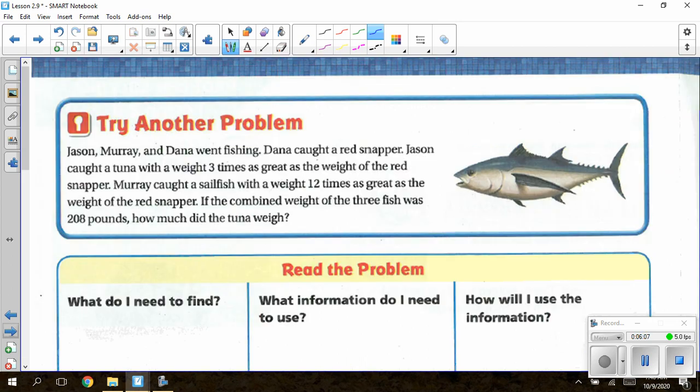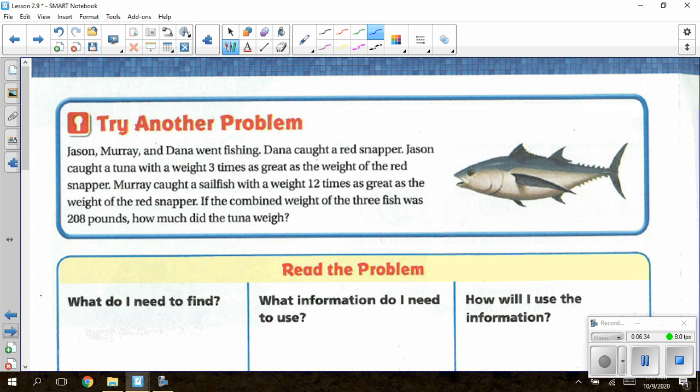Moving on to the next page, to try another problem, it says Jason, Murray, and Dana went fishing. Dana caught a red snapper. Jason caught a tuna that weighed 3 times as great as the weight of the red snapper. Murray caught a sailfish with a weight 12 times as great as the weight of the red snapper. If the combined weight of the 3 fish was 208 pounds, how much did the tuna weigh?